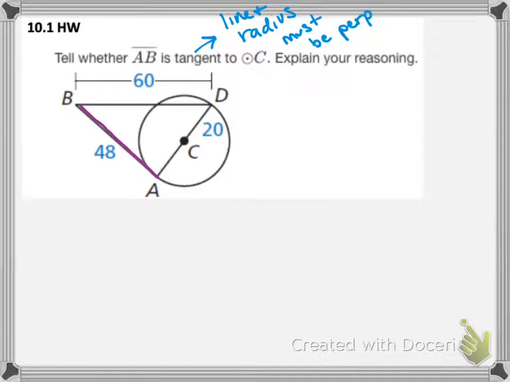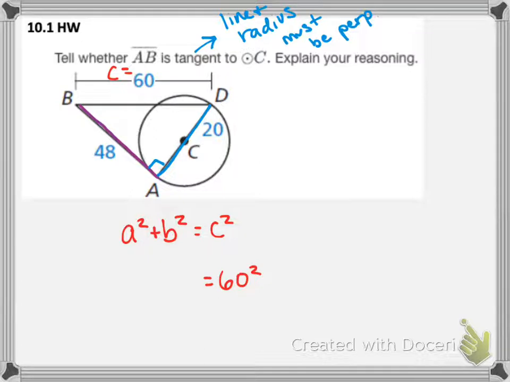So that means the line in question and the radius, which here would be a diameter, must be perpendicular. So they must intersect and form 90 degrees. So we need to check to see if this forms a right triangle. So a lot of people knew to use the Pythagorean theorem, and they knew that the hypotenuse would be 60.